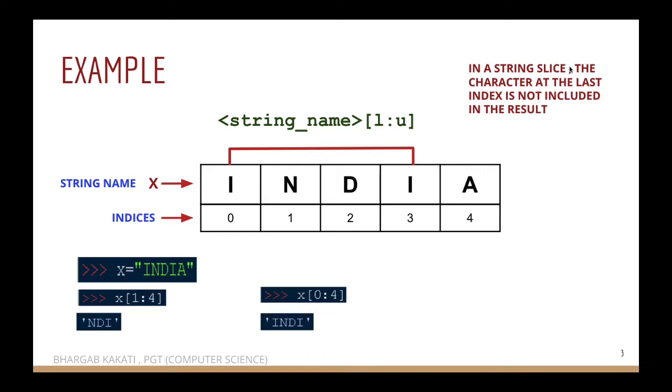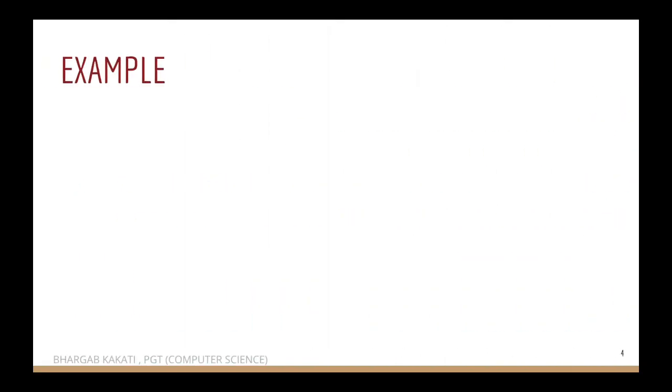In a string slice, the last character at the last index is not included in the result. As I have already repeated many times, the last index character will not be included here. So here if I look at the latest example, what was the character at the last index? It is A, but has A come in the answer? A has not come in the answer. So always remember, when we do string slicing, the upper limit is not displayed. The character one lower than the upper limit will be displayed.